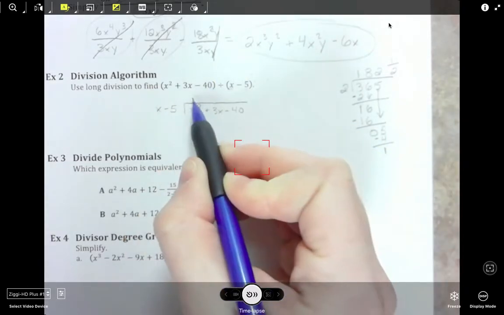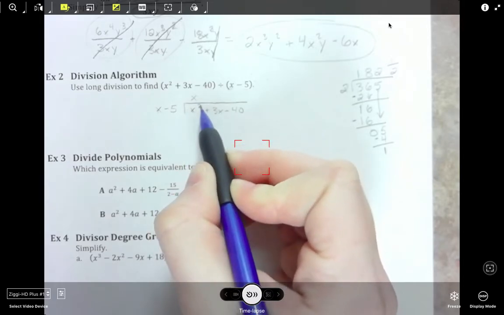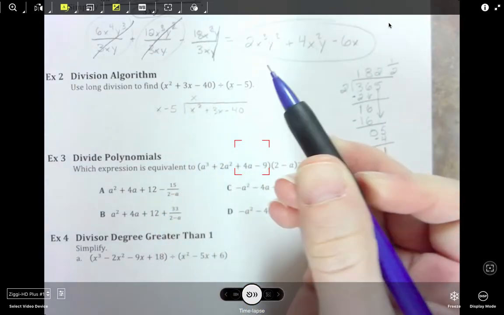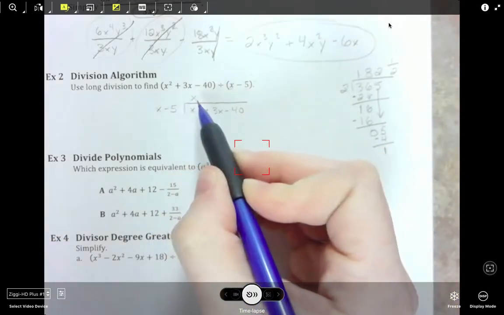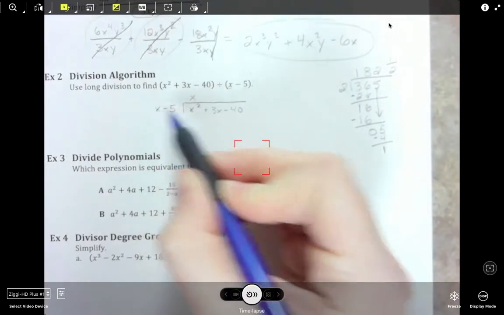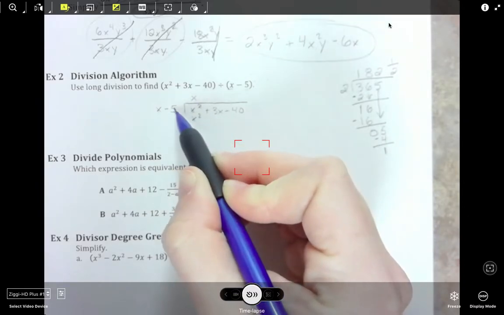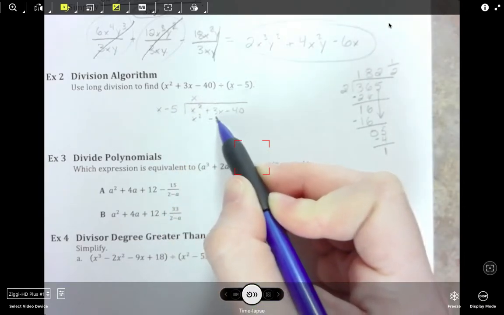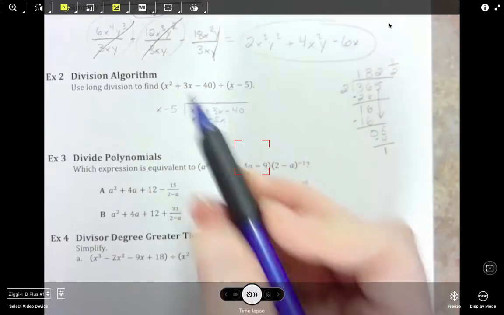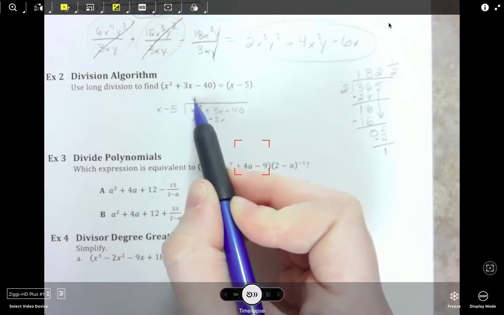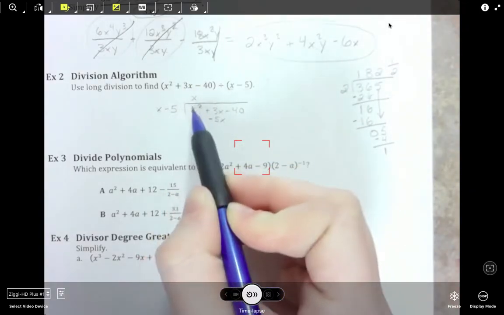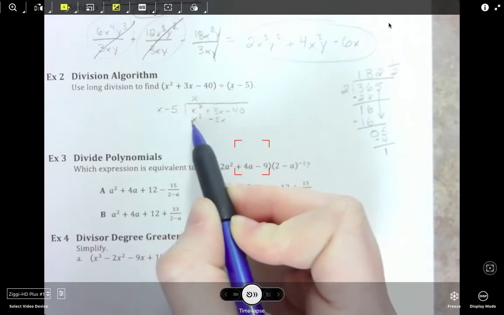We have to take x times another x to get x squared. Okay? Now we're going to multiply it back through. So x times x gives me x squared, and x times negative 5 gives me negative 5x. Okay, just like that. So we figure out that x is what we need, and then we multiply it back through to get that.